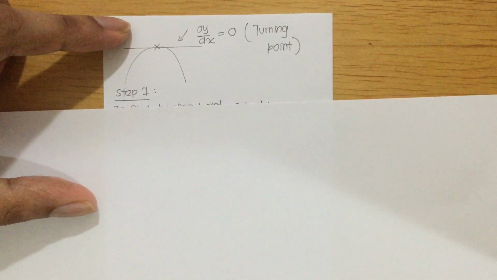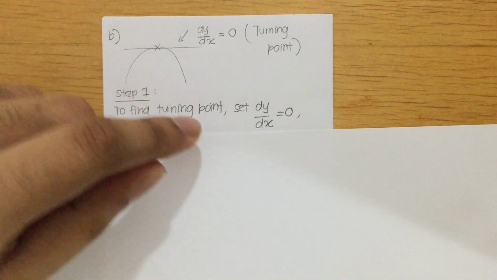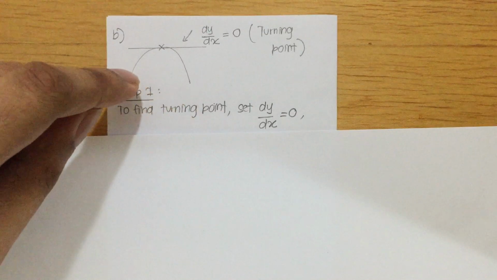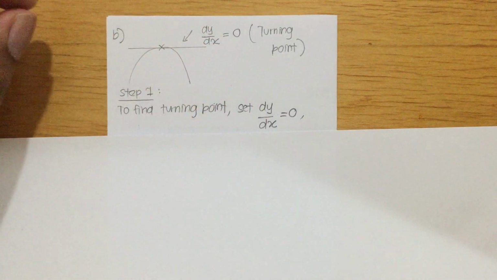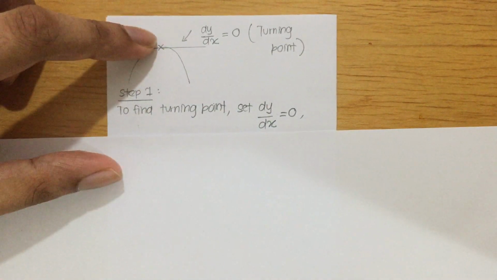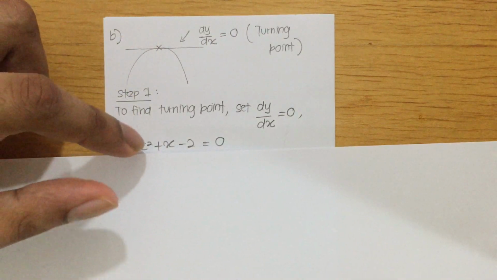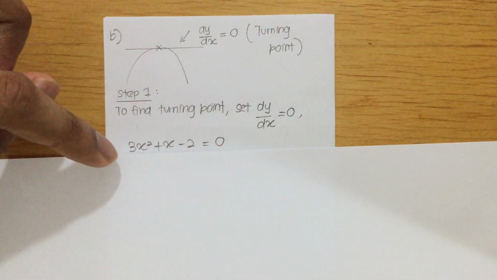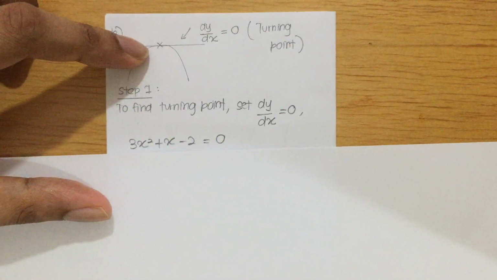Okay, for step 1, to find the turning point, we need to set our dy dx equals 0, because from this diagram, the turning point is the exact point when your dy dx is exactly equal to 0. So for that, we need to set our dy dx equals 0. In the question, it is given that dy dx equals 3x squared plus x minus 2. So when it's set equal to 0, now if you notice here, you have already formed a quadratic equation. Let us proceed to the next step.